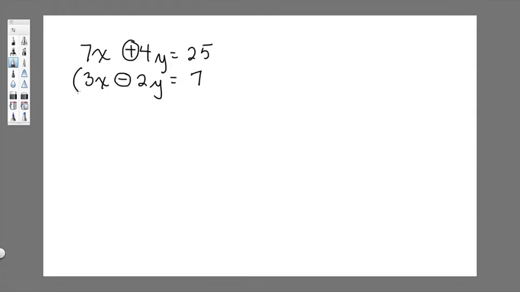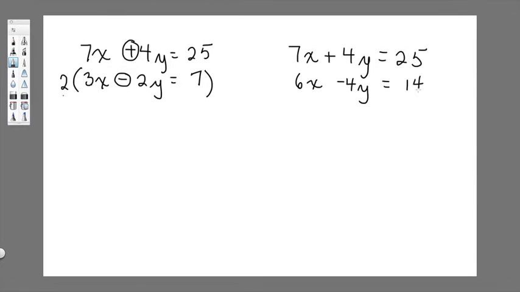So that's what I'm going to do. I'm going to multiply the whole second row by 2. I'm going to keep the first equation the same and multiply the whole second equation by 2. So 2 times 3x is 6x. 2 times negative 2y is negative 4y, and 2 times 7 is 14.